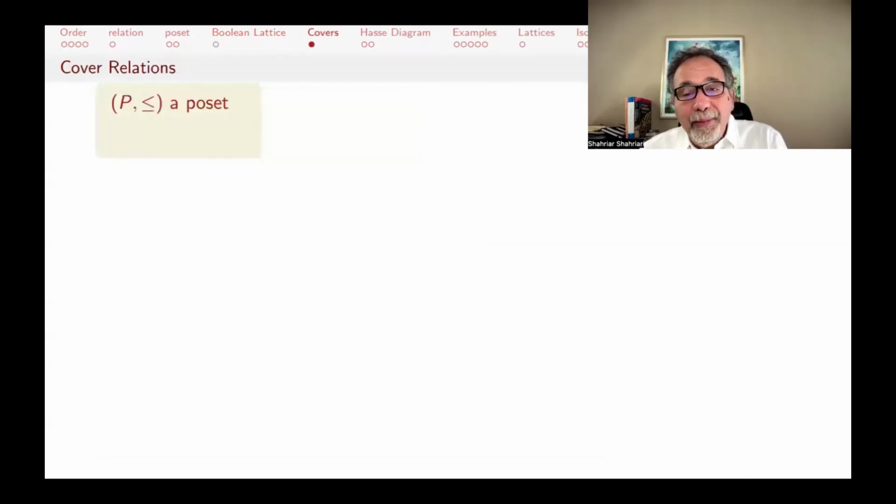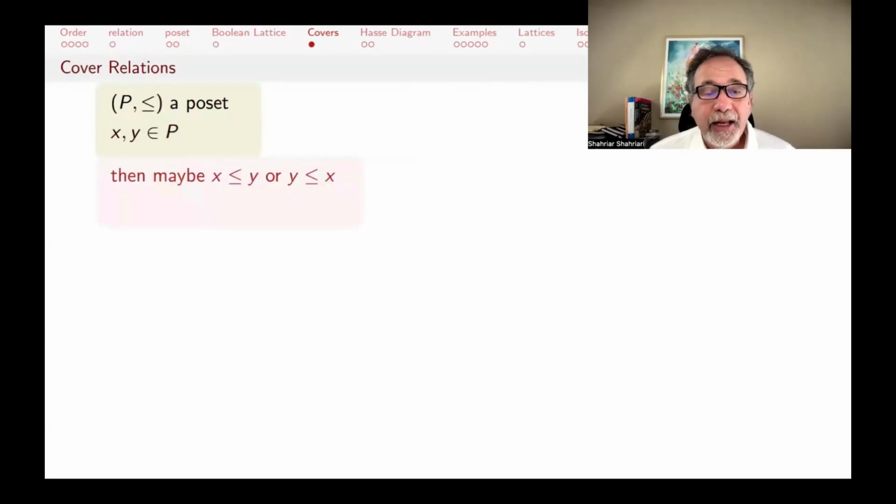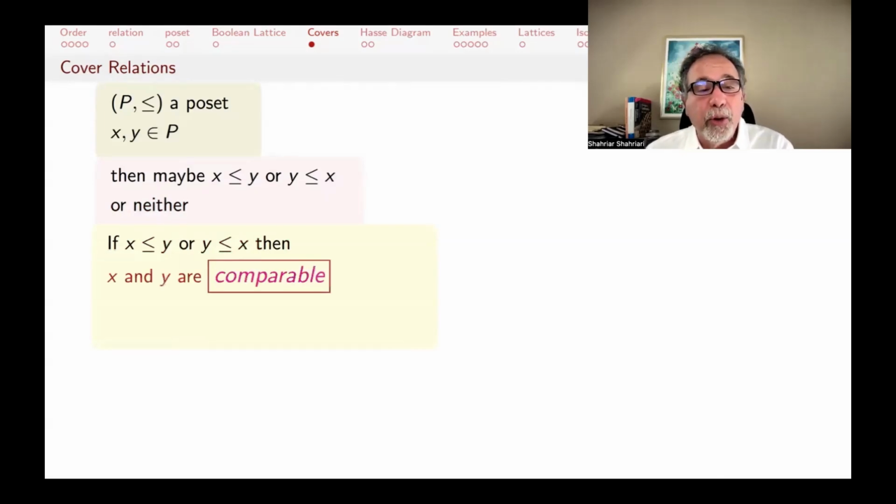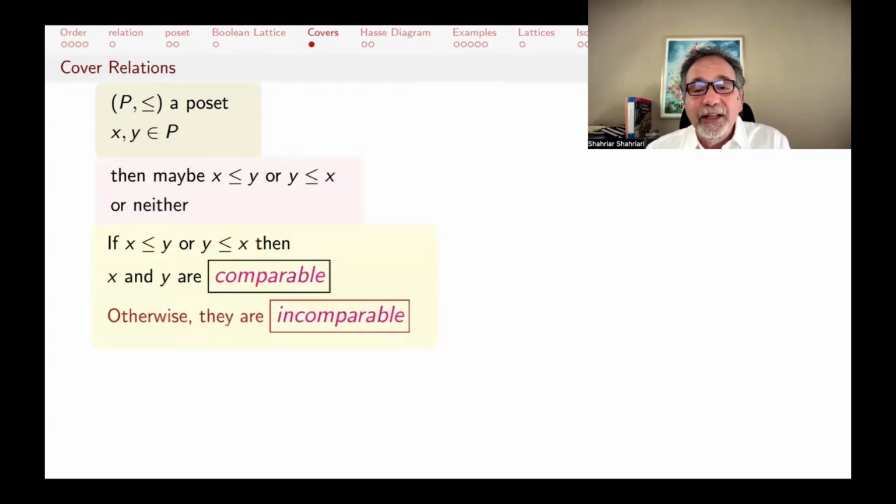A little bit more vocabulary about posets. If you have a poset and two elements, then it's possible that X is less than or equal to Y, or Y is less than or equal to X, or neither. If it was a total order, then one of those two things would be necessarily true. But for a poset, it doesn't have to be. If it's a fact that X is less than or equal to Y, or Y is less than or equal to X, then we say that X and Y are comparable. Otherwise, we say they're incomparable.